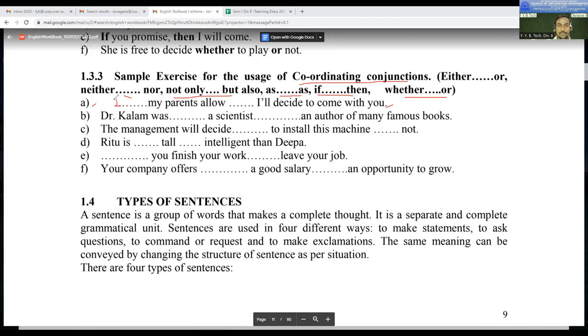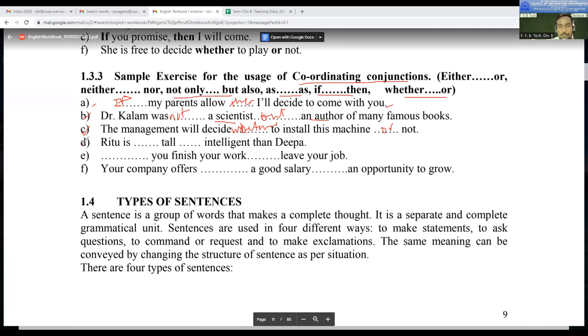Yes, in the first case, if my parents allow, then I will decide to come with you. Then second, B: Dr. Kalam was dash a scientist dash an author of many famous books. Not only but also. Dr. Kalam was not only a scientist but also an author of many famous books. Number C: the management will decide dash to install this machine dash not. Whether or. The management will decide whether to install this machine or not.